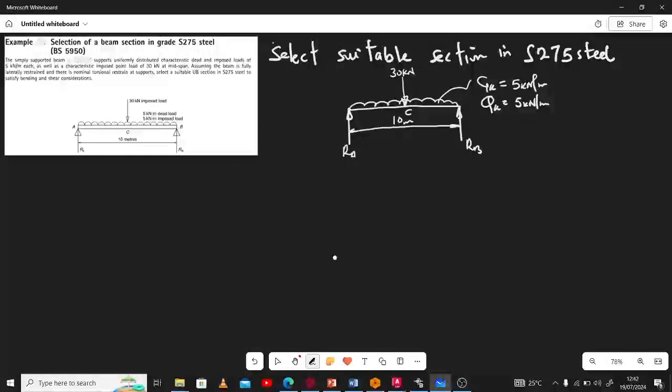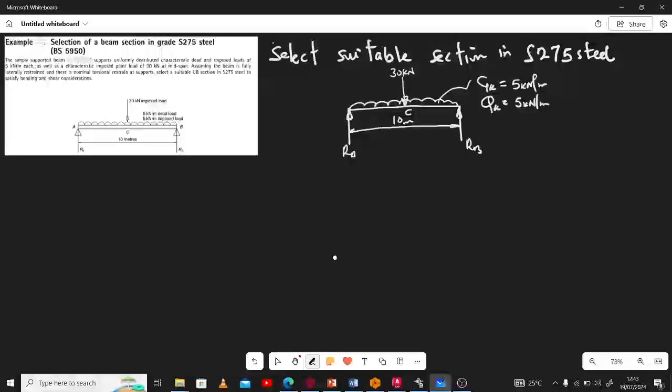So we want to obtain the maximum moment, that is the moment at point C, looking at the fact that the imposed load that is subjected at that point C is at the center of the entire section. So it's going to form a symmetric effect on reaction at A and the support at B, support at A and support at B.